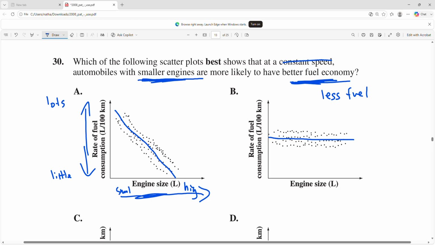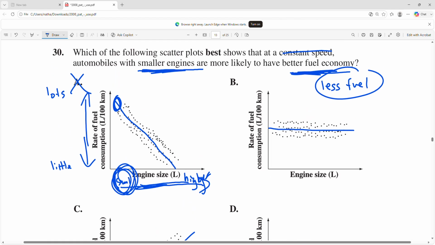So if we look on our graph, the left side represents smaller, and as it goes forward, that represents bigger engines. I said bigger engines. So if we were looking for a graph that proves when the engine is small, it uses less fuel, this one doesn't seem to add up, because here's a small engine and it's showing that it uses a lot of fuel. So that's not right.